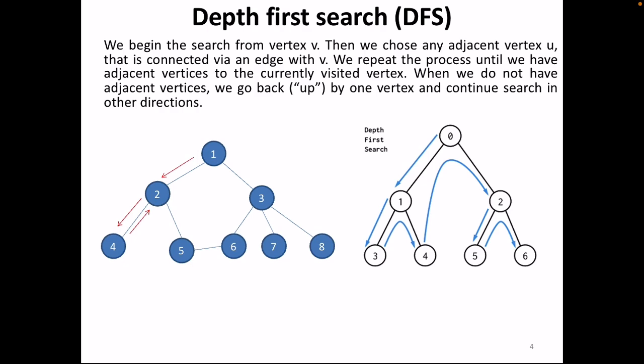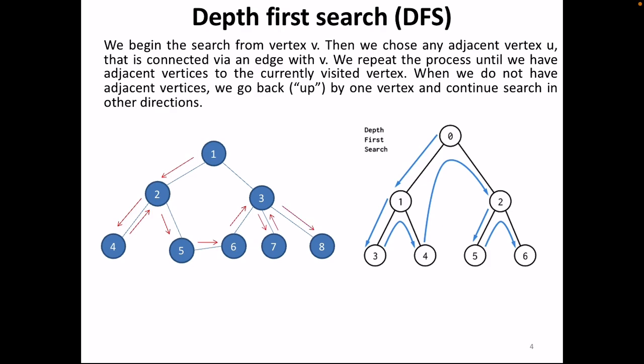Then for vertex number 2, we go to vertex 5. From vertex 5, we go to its neighbor 6. Then we go to its neighbor 3. From 3, we go to 7. We see that we don't have any adjacent vertices to 7, so we go back to 3. And from 3, we go to 8.